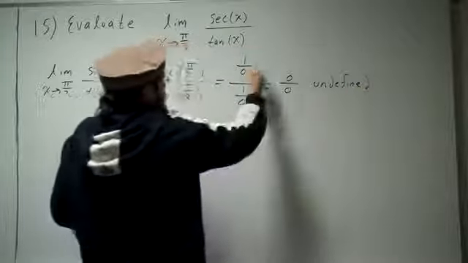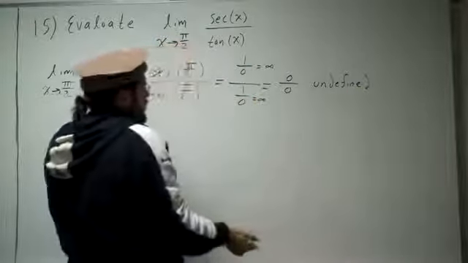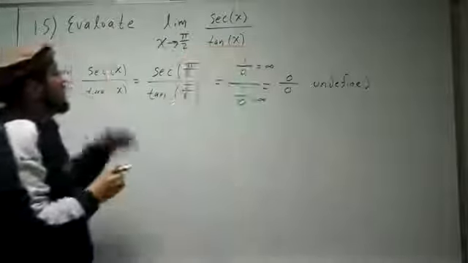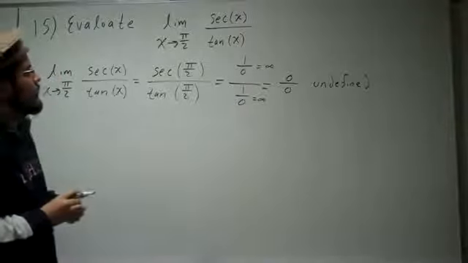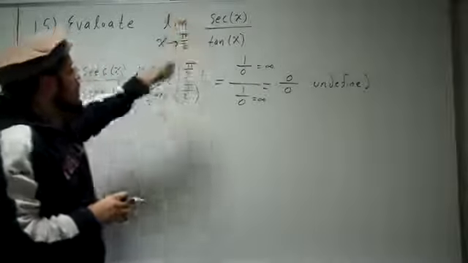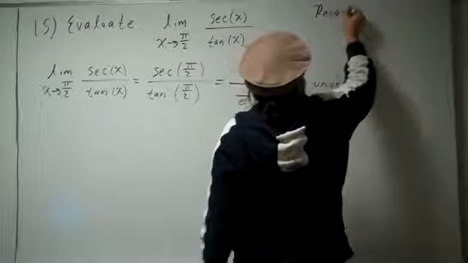Or usually that's also, this is infinity, and this is also infinity, so you get infinity over infinity. Undefined. Okay? Since it's undefined, that means we have to do more work. So what's the more work? We've got to try to simplify the secant and the tangent. Let's recall some trigonometric identities here.